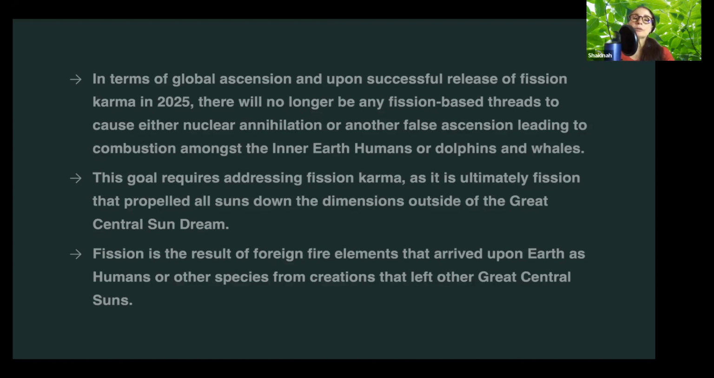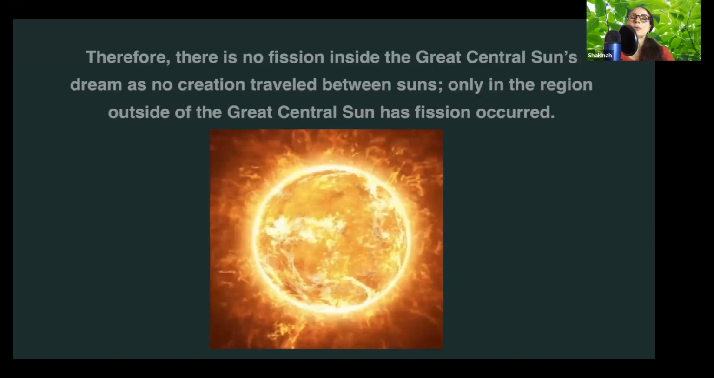Fission is the result of foreign fire elements that arrived upon Earth as humans or other species from creations that left other great central suns. Therefore, there is no fission inside the great central sun's dream, as no creation traveled between suns. Only in the region outside of the great central sun has fission occurred.